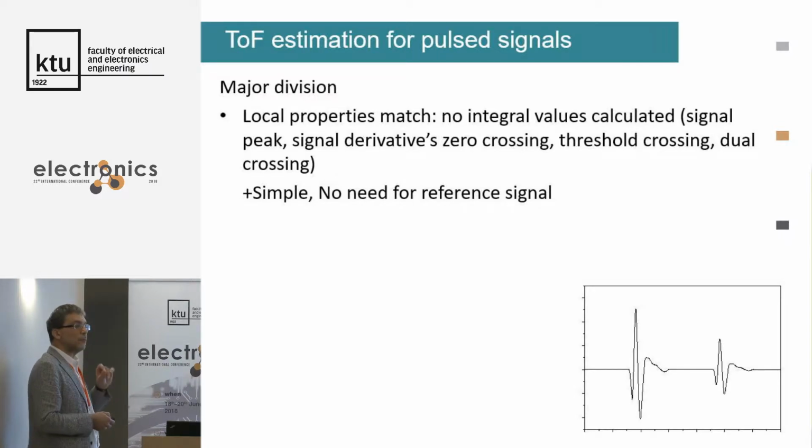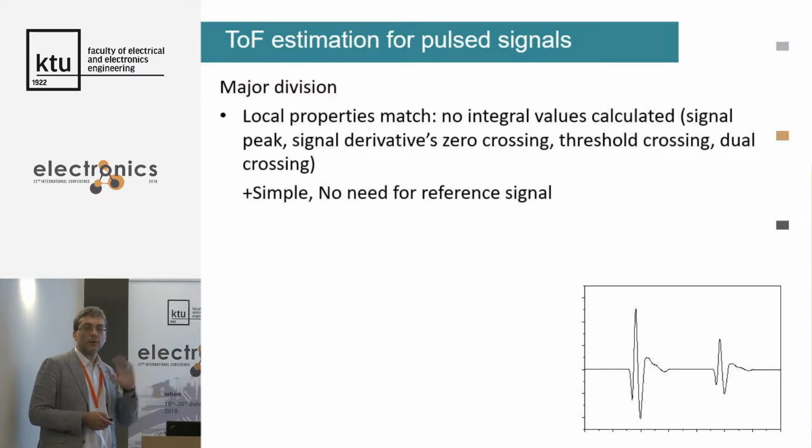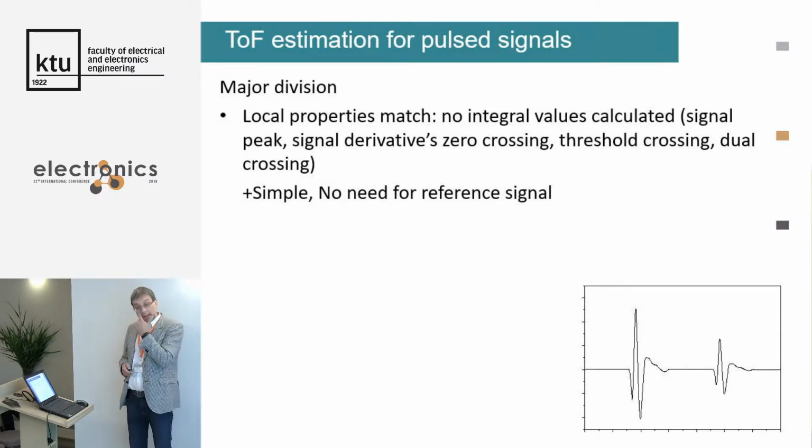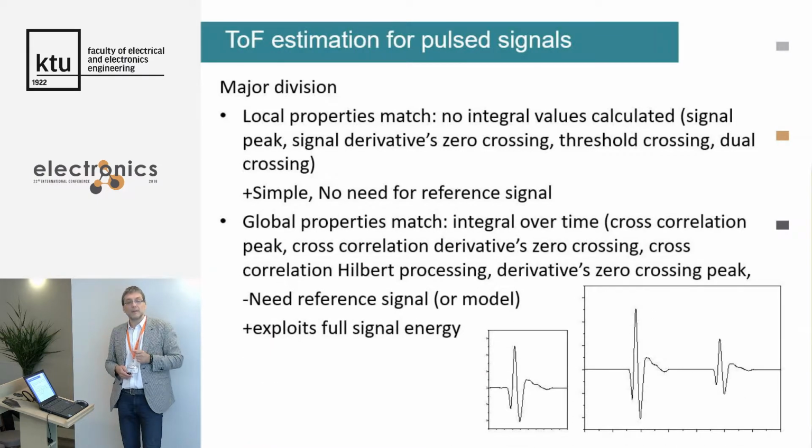And of course, when we are trying to estimate the delay, we can divide into two techniques in the way the delay estimation is done. The first one is the local properties match, when we select just one instant in a signal, and then by matching this instant in the transmitted and received signals, we measure the time delay. Or we can use the global properties match, that is, the whole signal is used for delay estimation.